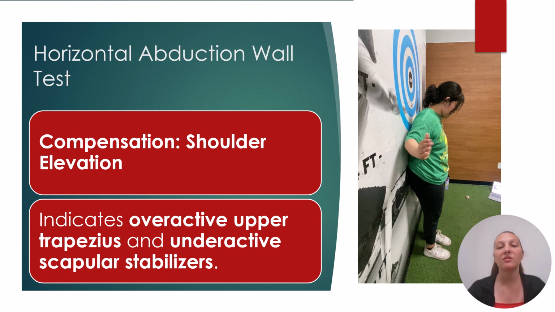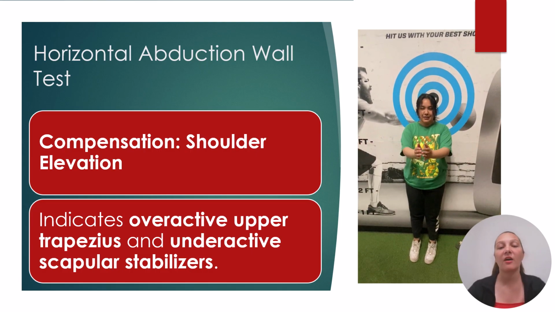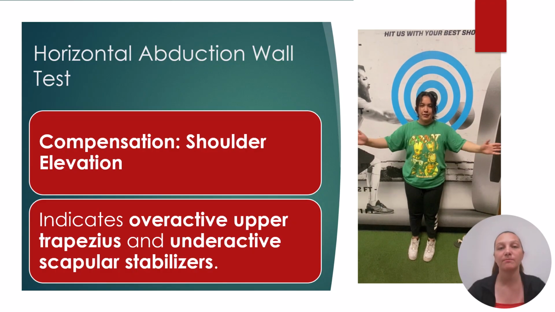So from this, we can see that there is a significant shoulder elevation, which is going to indicate an overactive upper trap with underactive scapular stabilizers.